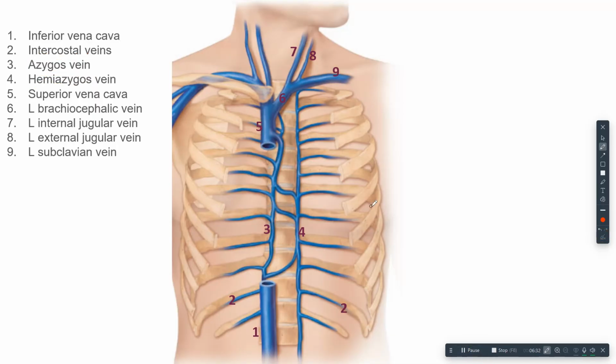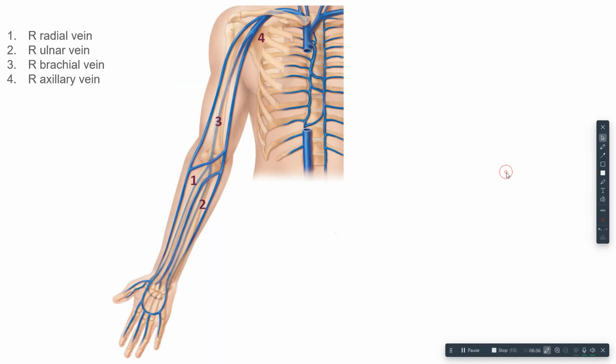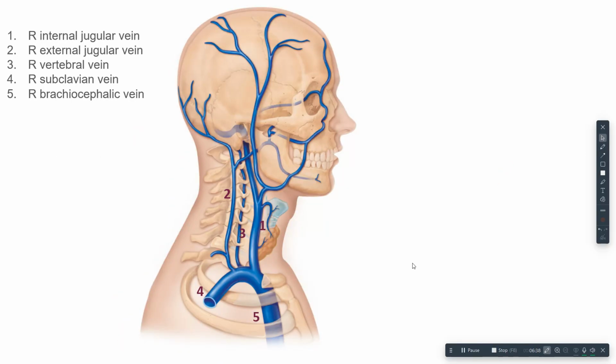All right, I think we're just about done with this pic. We did these 2 already. Now we've got the head here. So we're looking at this guy from his right side. Here is his right subclavian vein. Here's his right brachiocephalic vein.